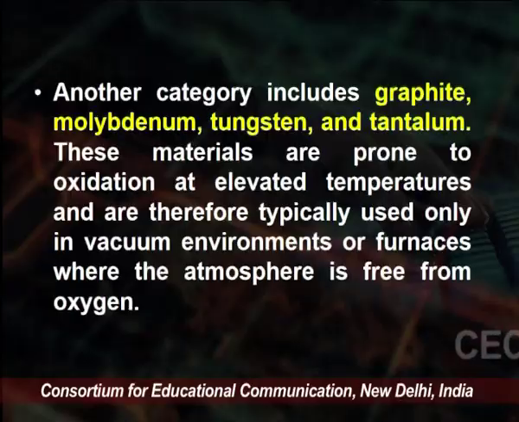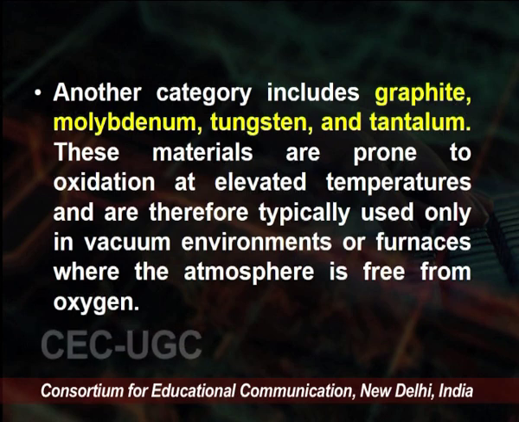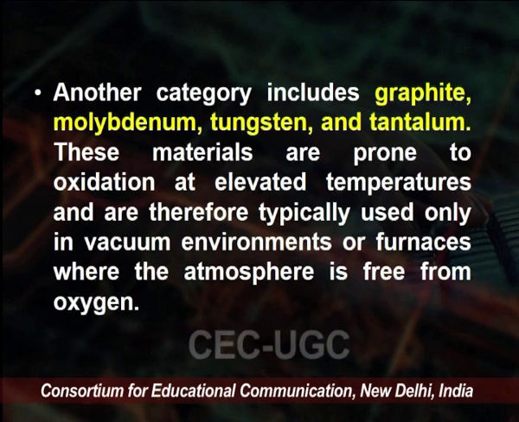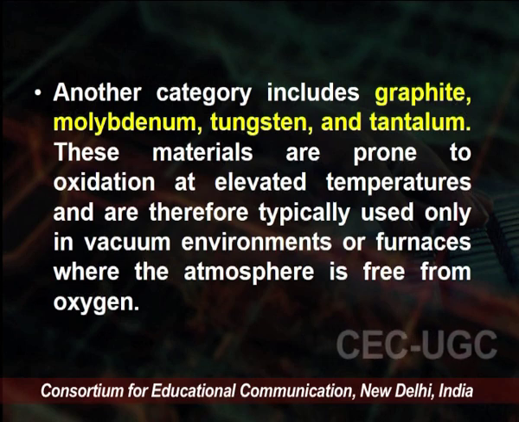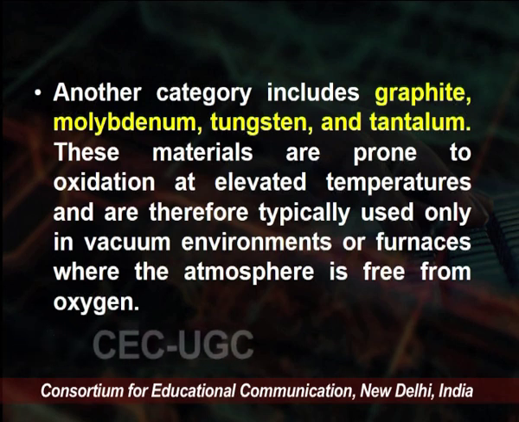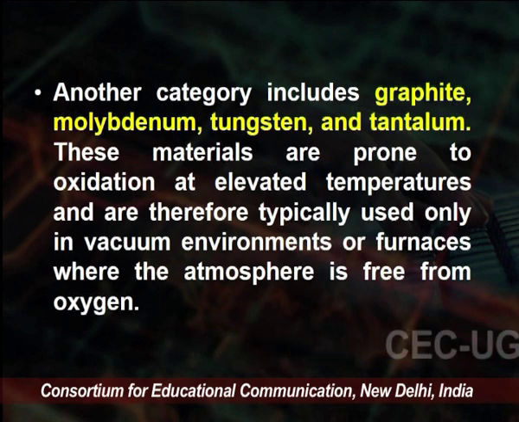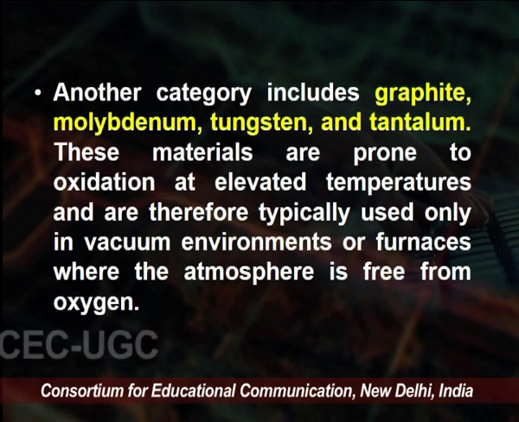Another category is graphite, molybdenum, tungsten and tantalum, which are used for heating elements. These materials are prone to oxidation at elevated temperatures and are therefore typically used only in vacuum environments or furnaces where the atmosphere is free from oxygen.